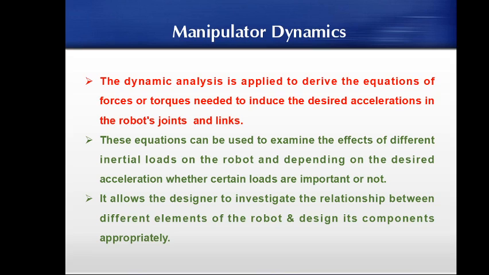So here we are going to apply this analysis in order to derive the equation which gives the expression for force and torque needed to induce the desired amount of acceleration or velocity at the robotic joints and links. These equations can be further used to examine the effect of differential inertial loads on the robot, and depending on the desired acceleration we could conclude whether certain loads present on our robotic arm or manipulator are important or not.